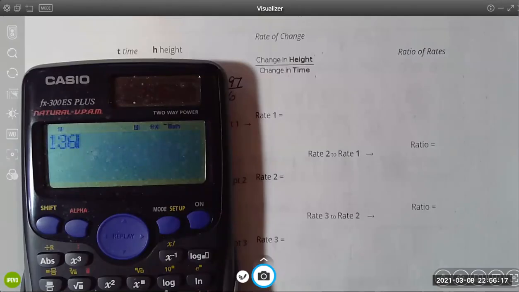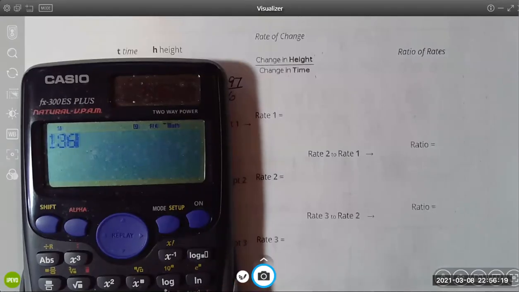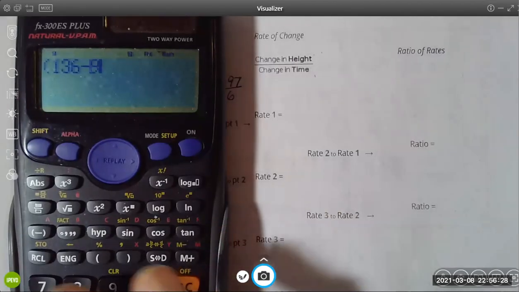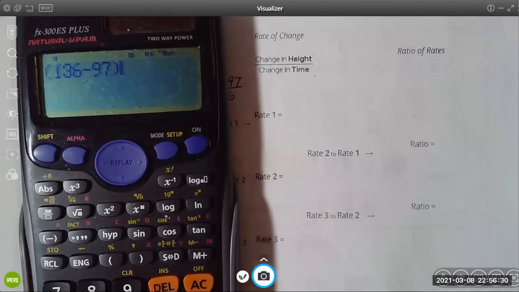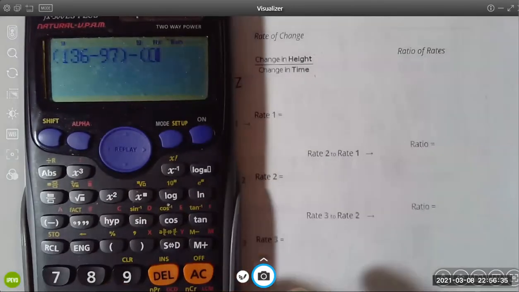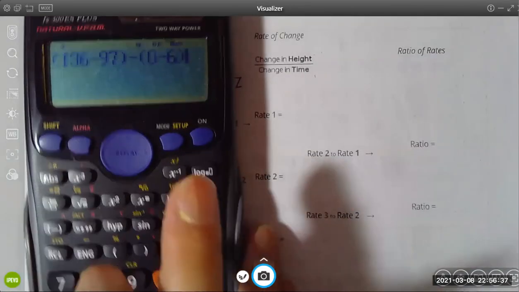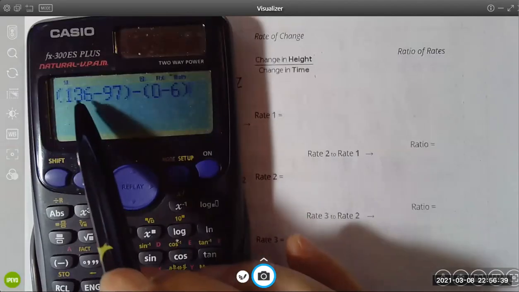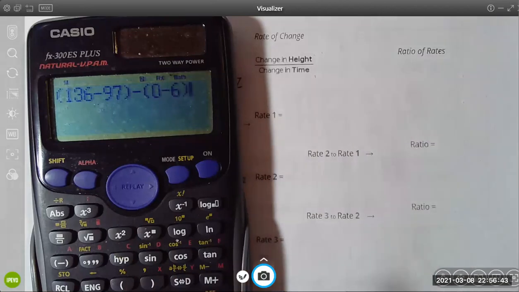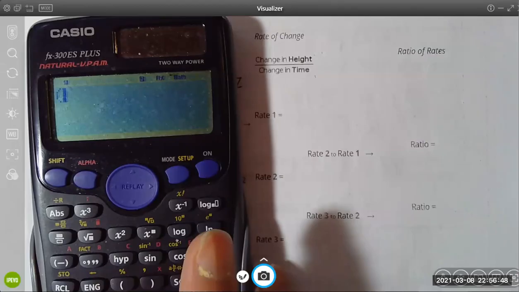Let's use the parentheses. Let's redo that. 136 minus 97, in parentheses, divided by 0 minus 6. This way, the calculator will do this part of the calculation first, and then do the division. Oh, I'm supposed to use division in between. Let's do that again.